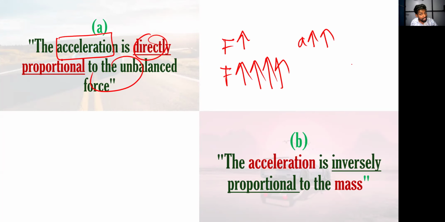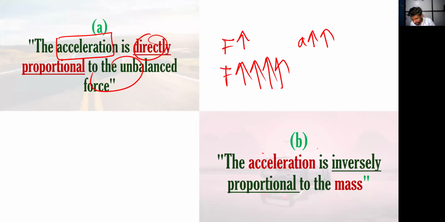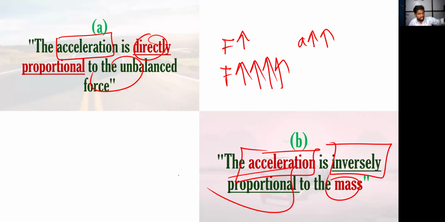Inverse, what is inverse? It happens in the opposite way, right? When the mass increases, acceleration decreases. When mass becomes less, acceleration becomes high. So this is called inversely proportional. So acceleration and mass are inversely proportional. When you join these two together, you will get the definition, you will get Newton's second law.